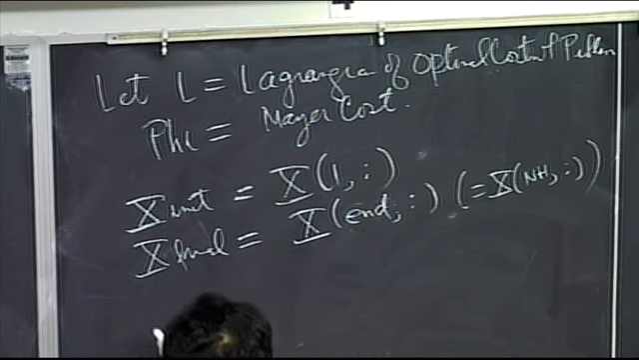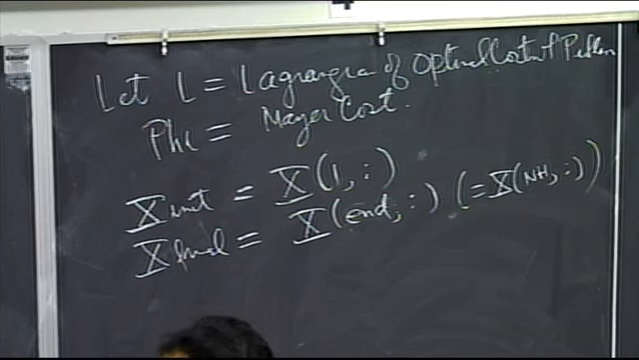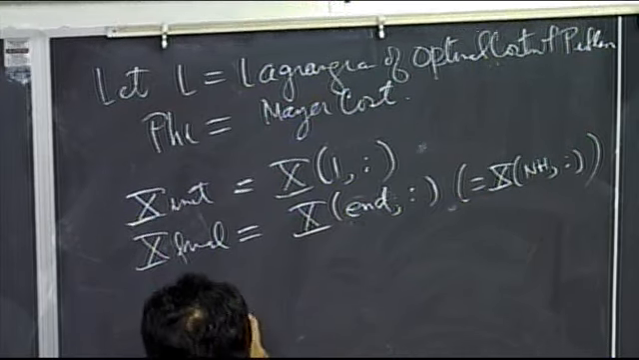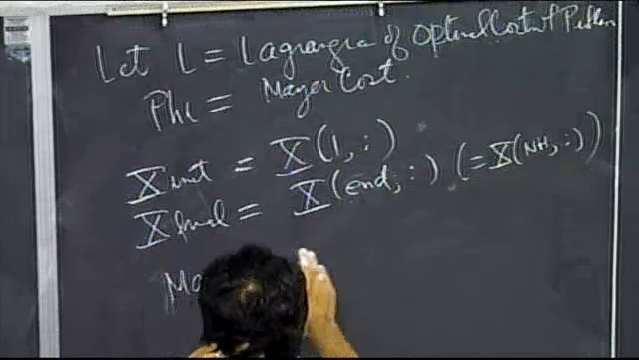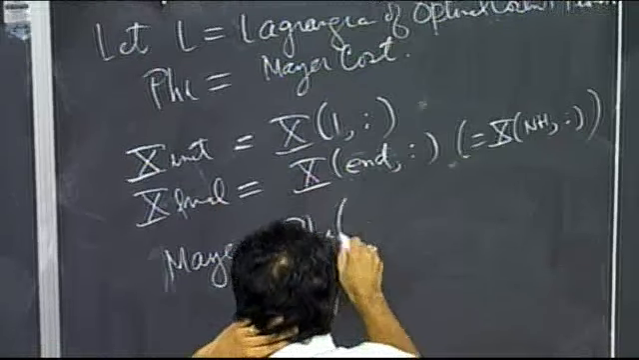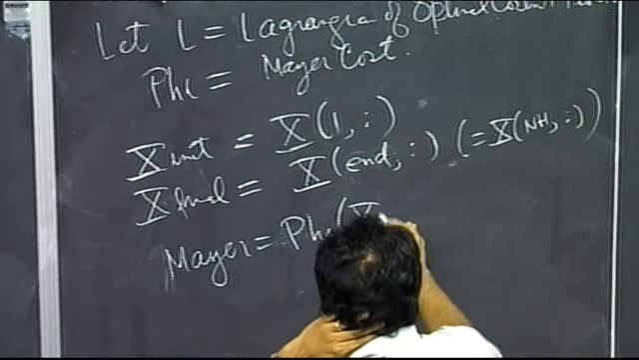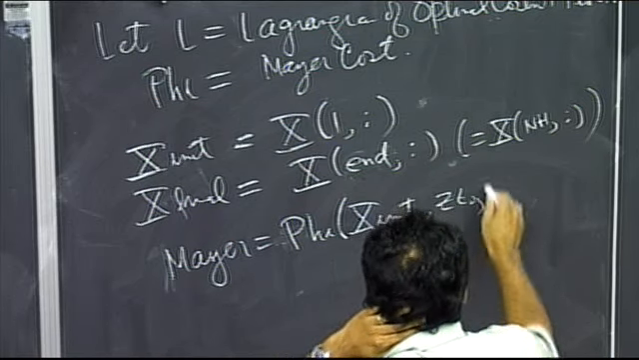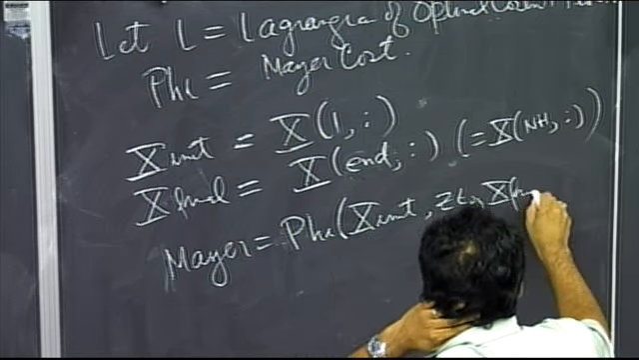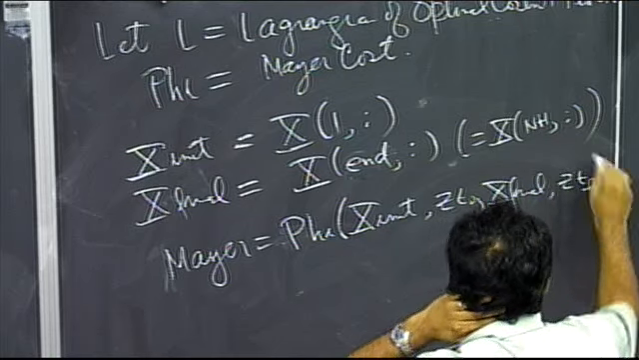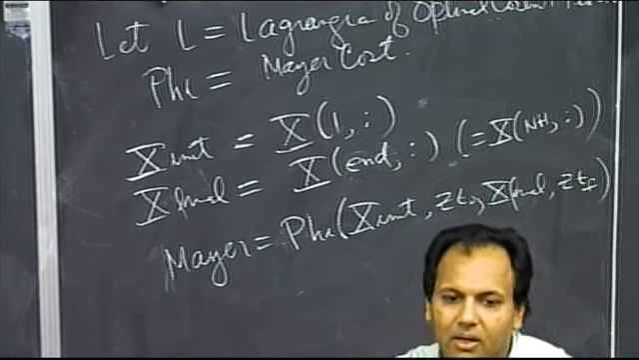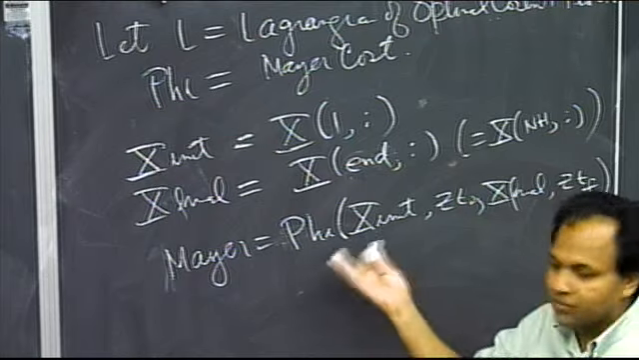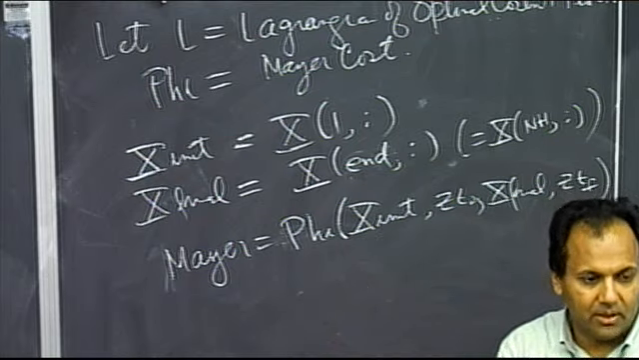So now I say phi. Oh, actually, I have the times, right? So I could say Mayer is equal to phi of x init, z t0, x final, z tf. There's my Mayer cost. I'll just evaluate it. Now again, this is a user-defined quantity. You have to tell me what your Mayer cost is, right?